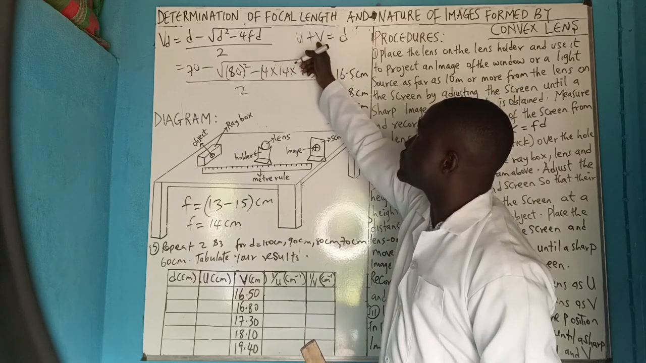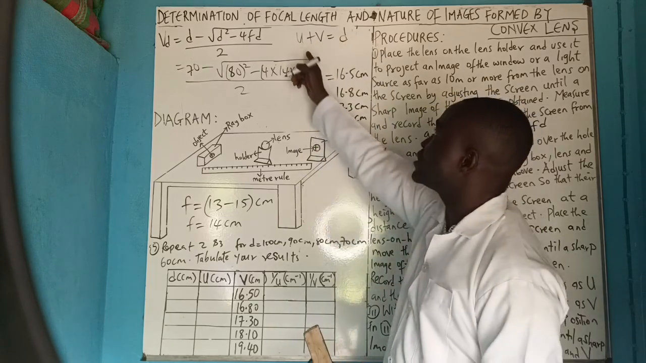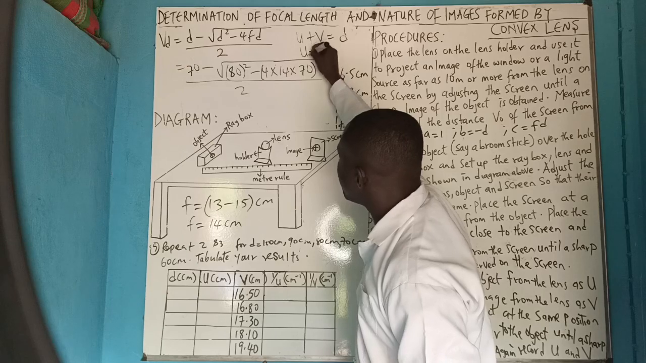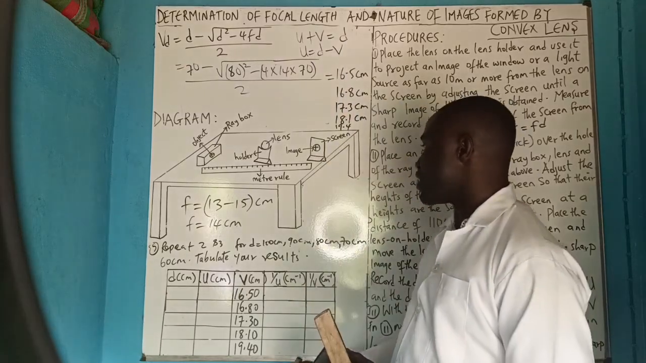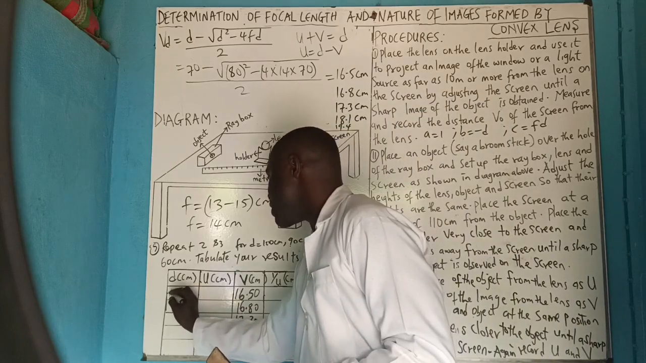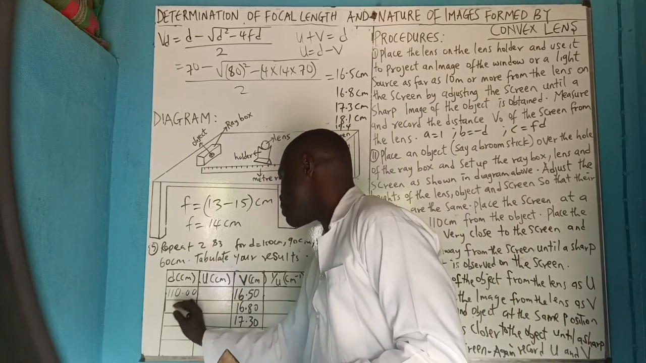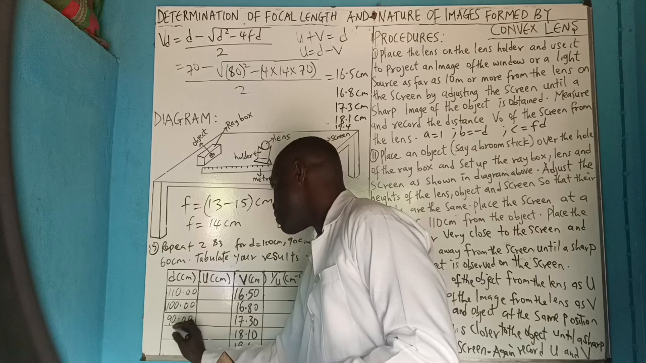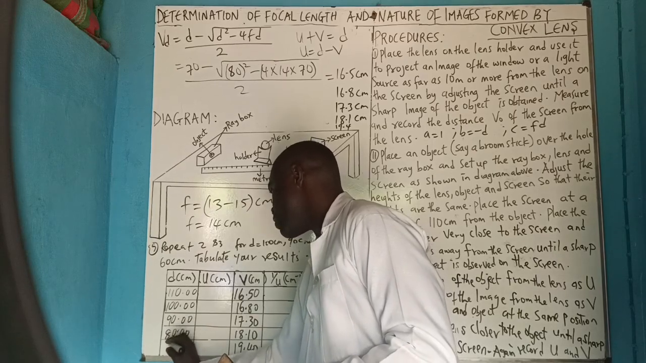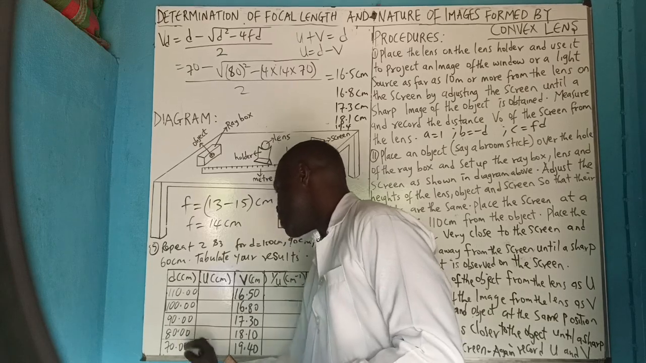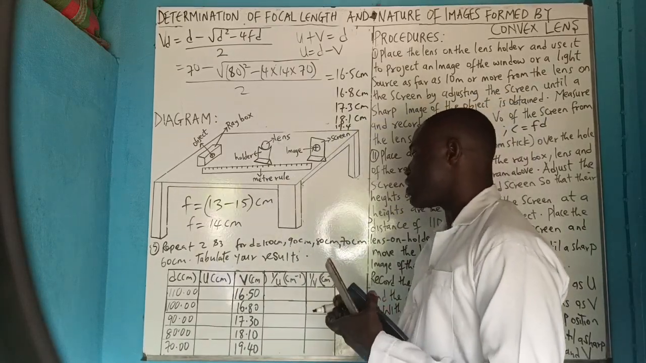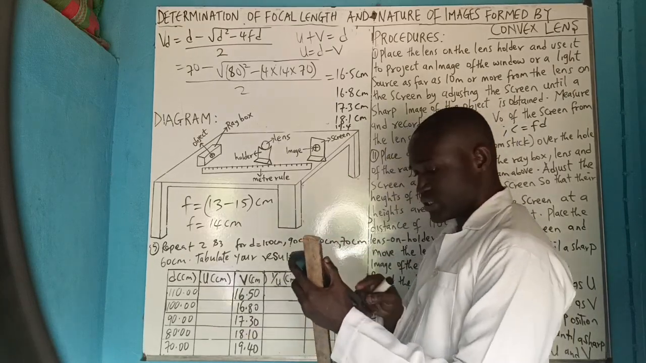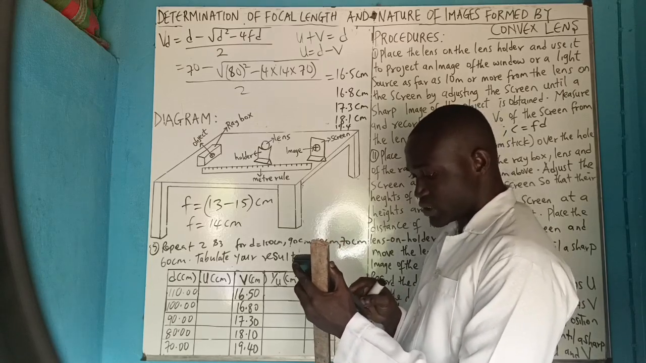Okay, we have gotten the values of v as we have seen on the table. We notice that u plus v is equals to d. As they said, the object distance plus the image distance will give you d. Therefore, we say that u will be equals to d minus v. So we have to subtract all our d. The first d is 110.00, 100.00, 90.00, 80.00, and 70.00.